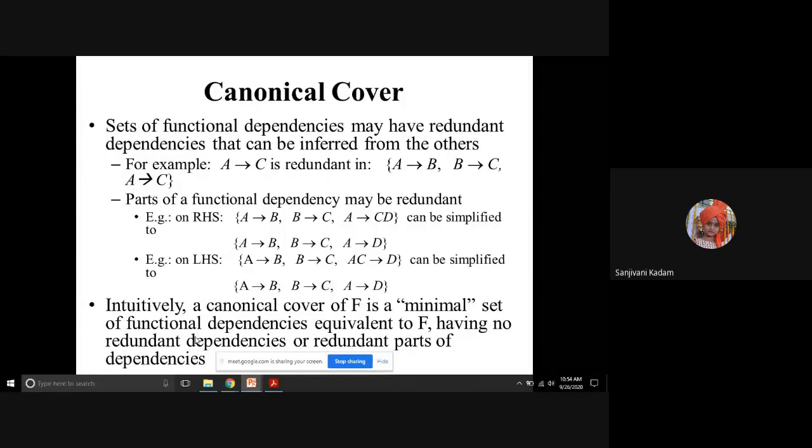Clear with the definition? Whether my voice is clearly audible to you? Yeah, ma'am, it's clearly audible.